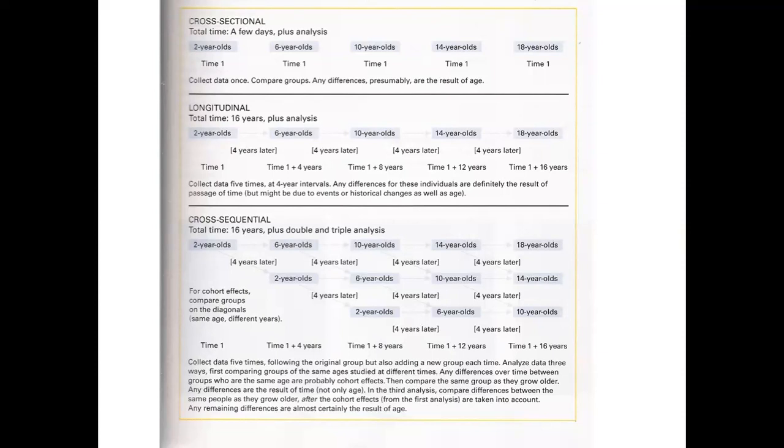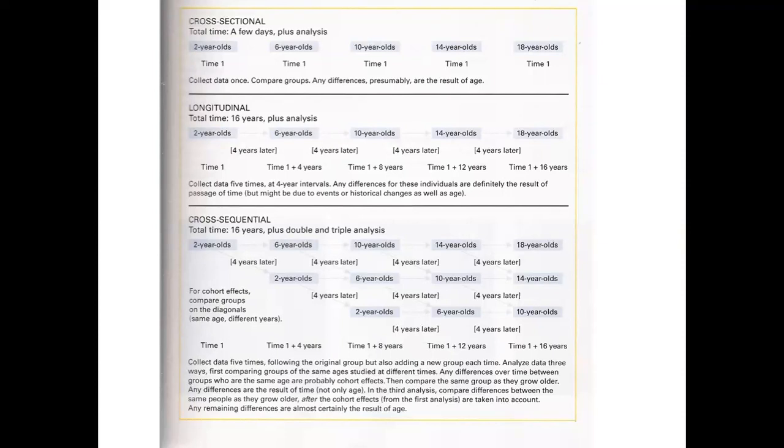So if I started with 2-year-olds and I said, okay, I'm going to track every 4 years, the next time you would come in would be at 6 years old, 10 years old, 14, and 18. So now we're tracking one group of people at 5 different time intervals. Does that make sense? So that's what we refer to as a longitudinal design.